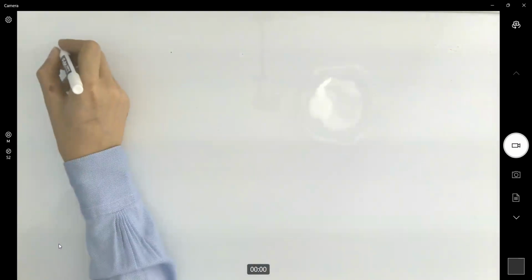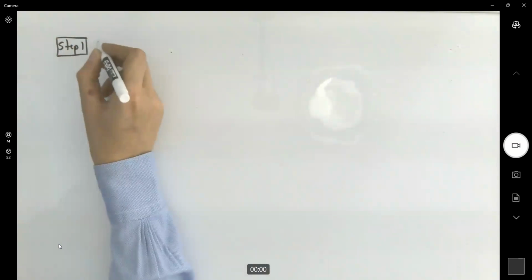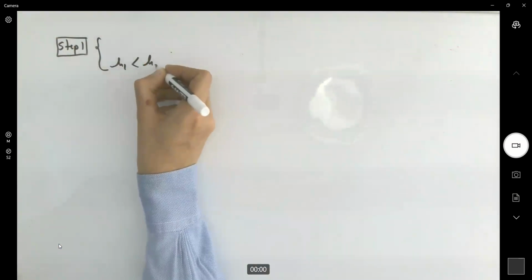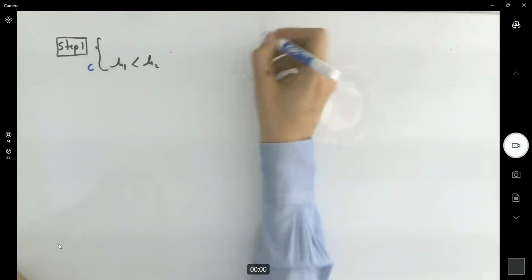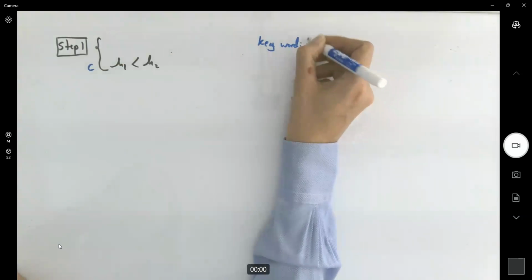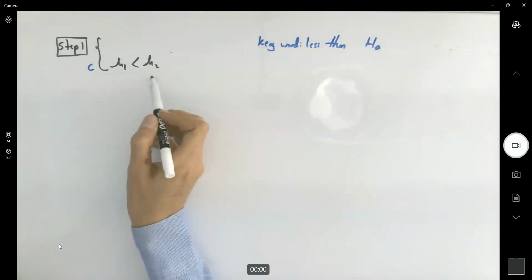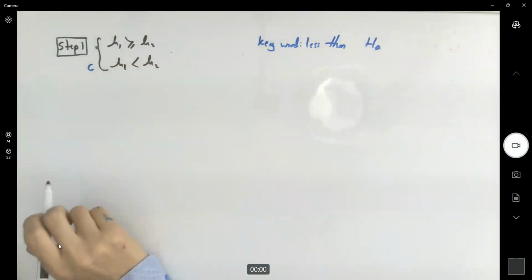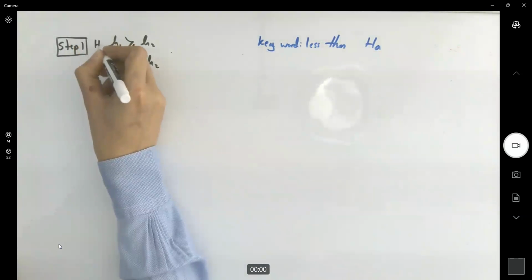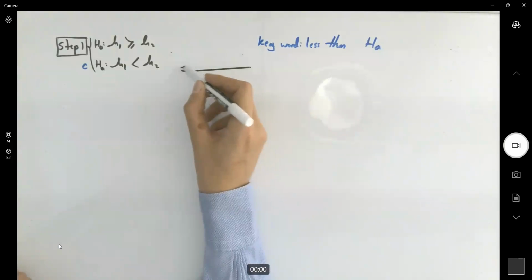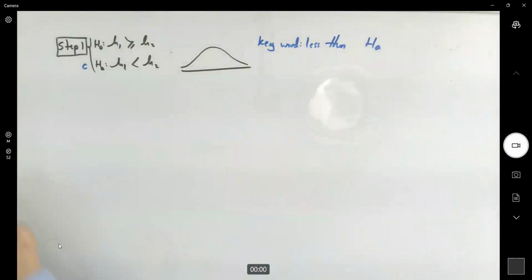Step one, our very first step, is to write the null and alternative hypotheses. Remember the keyword? The keyword was less than. mu1 is less than mu2. This was our claim, with the keyword less than, which means this is our alternative hypothesis. Now mu1 is greater than or equal to mu2. This is your null hypothesis. So, null and alternative, with the claim next. Very good. I have a left-tailed graph because my alternative hypothesis is less than.